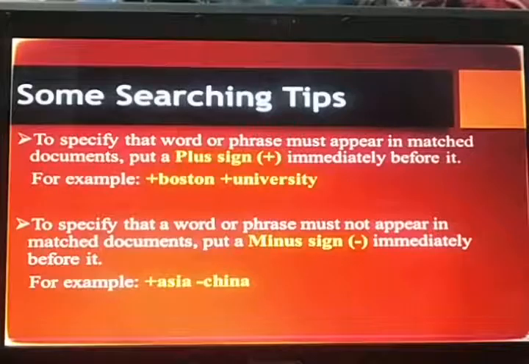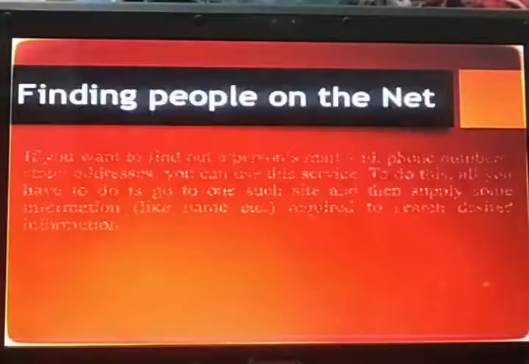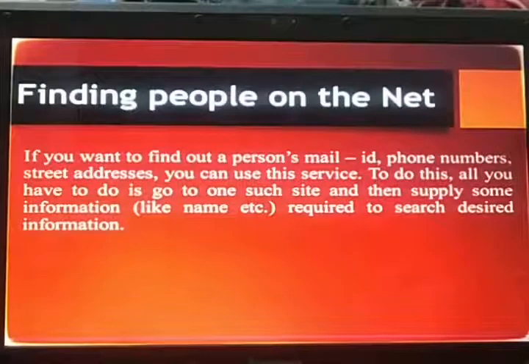The internet provides several search engines that are primarily intended to help you locate general information. However, many search engines also offer a way to search for basic information about people and places. And there are a number of utilities and sites geared entirely towards helping you find this kind of information. If you want to find out a person's mail ID, phone numbers, street addresses, you can use this service. To do this, all you have to do is go to one search site and supply some information like name, etc. required to search the desired information.